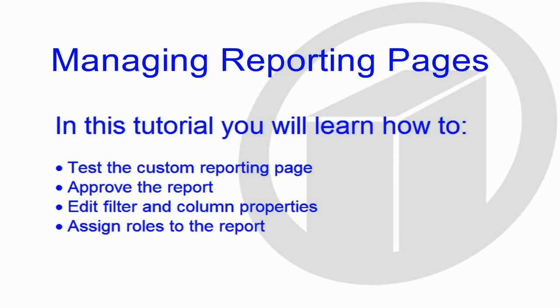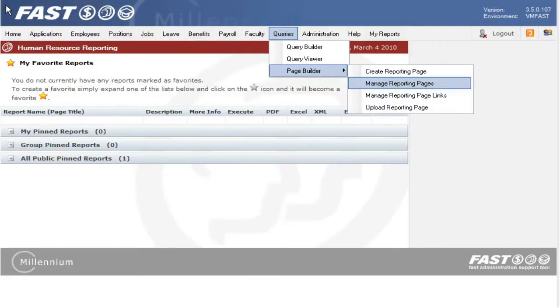In this session, you will learn how to test and approve your new reporting page and also how to edit and change some of the options. These tasks are done in Manage Reporting Pages, and this menu option can be found in the Page Builder application, which is on the Queries menu in Fast HR.